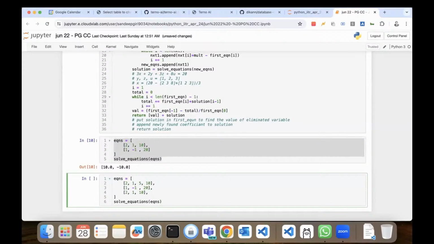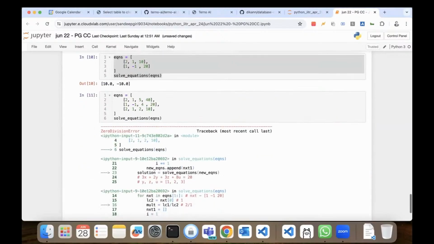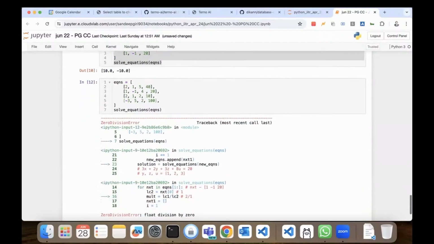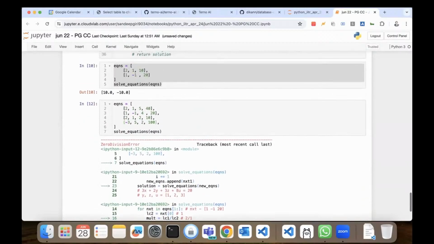All right, is there a website which can solve these equations? ChatGPT also? Really, it works? Yes, okay. Wait, one more equation I have to put. I'm just putting random numbers. Okay, so there is a division by 0.